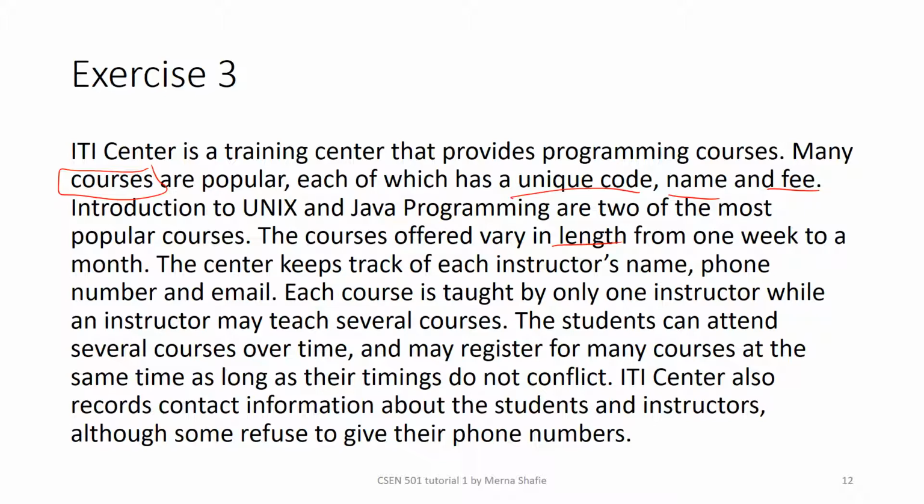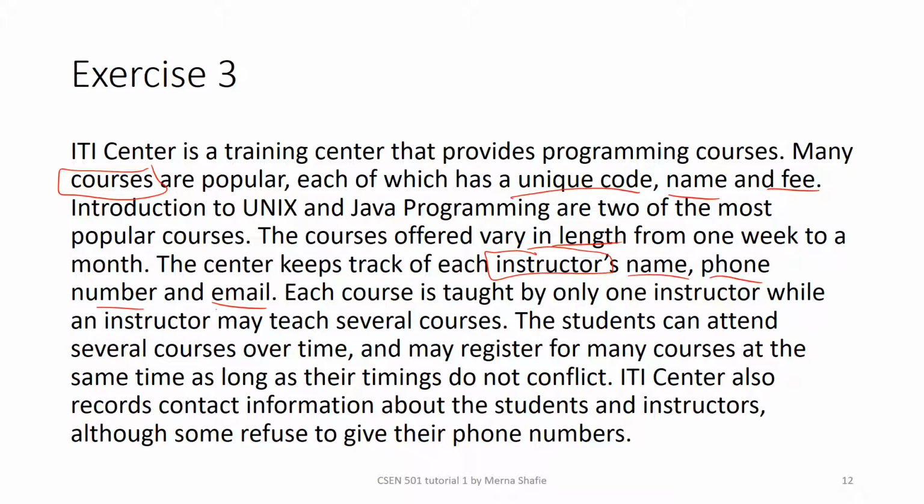The center keeps track of each instructor's name. So what do we have? We have an instructor that we need to keep track of their name, phone number and email. So we have an entity called instructor, with name, phone number and email as its attributes.